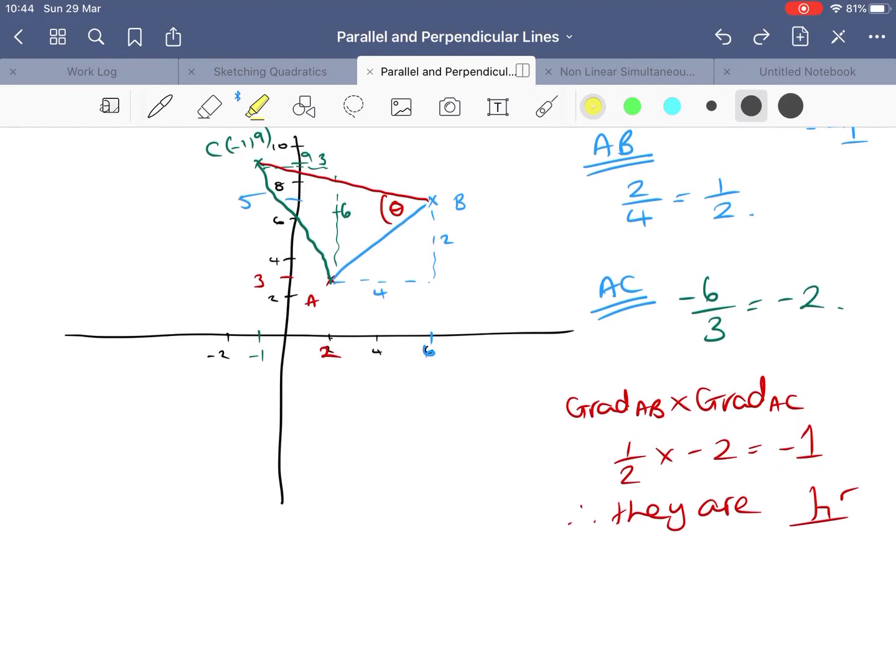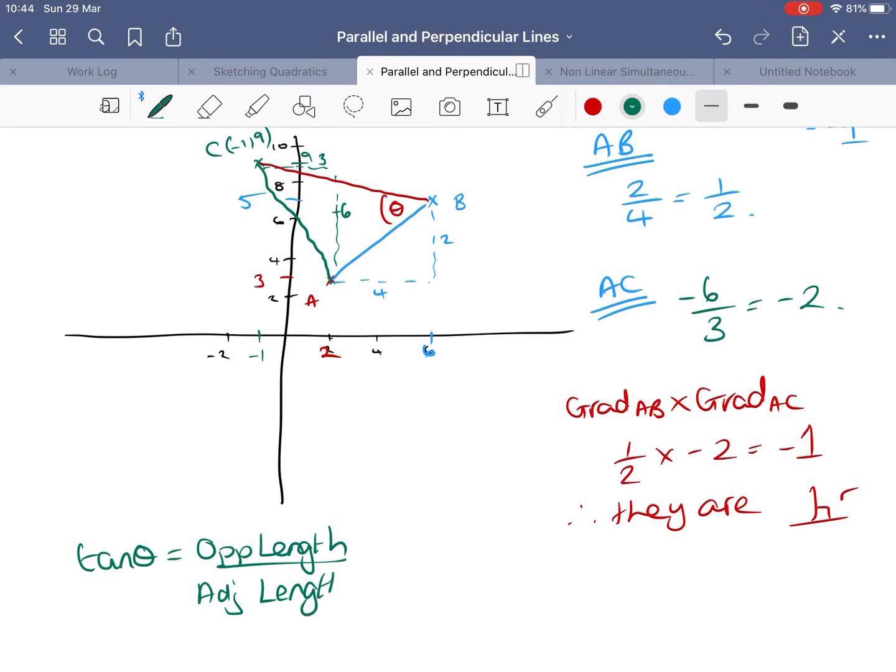Now, we know, again, back from GCSE, that tan theta is the opposite length over the adjacent length. So looking at the diagram, the opposite length is the length of AC, and the adjacent length is the length of AB. And this is all true because of the fact that this is a right angled triangle. And we know that because we proved that AC and AB are perpendicular. So that means we need to work out those lengths.